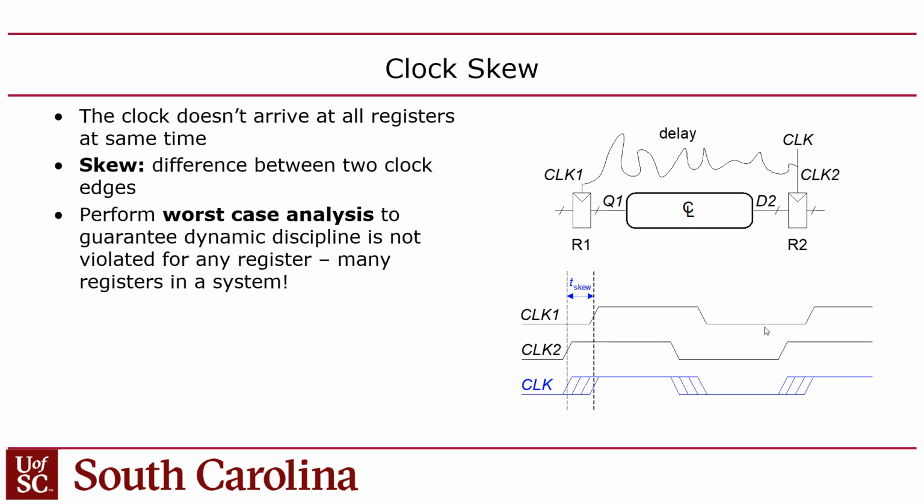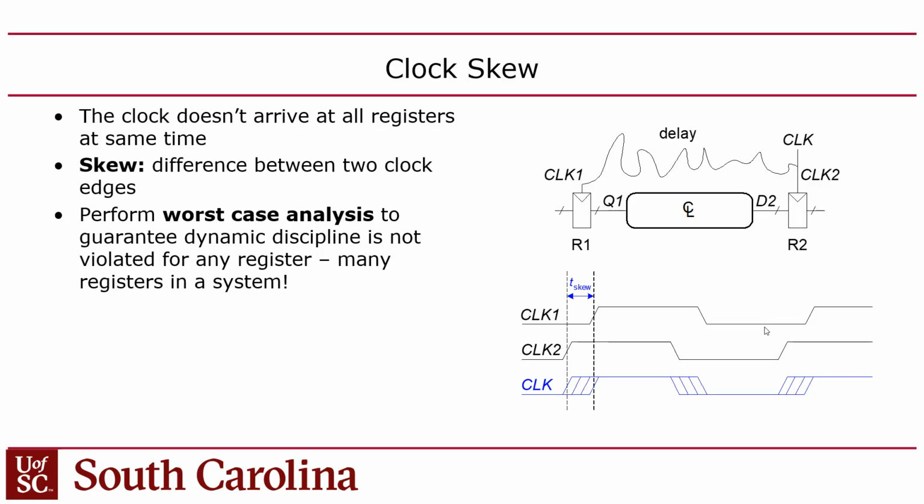But if it's the opposite, if my destination register is close to the clock pin and my source register is far from the clock pin, it has the opposite effect. It shortens the clock period, right? Because the source register will get a late start relative to its destination. It's like a race where you start the race and hold someone back for a little while before you let them go, right? That's what will happen. Yes?